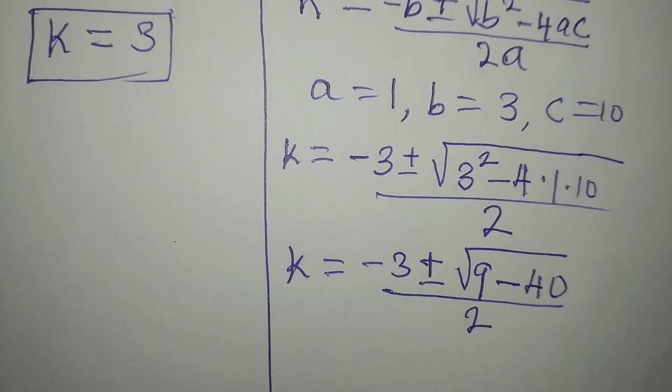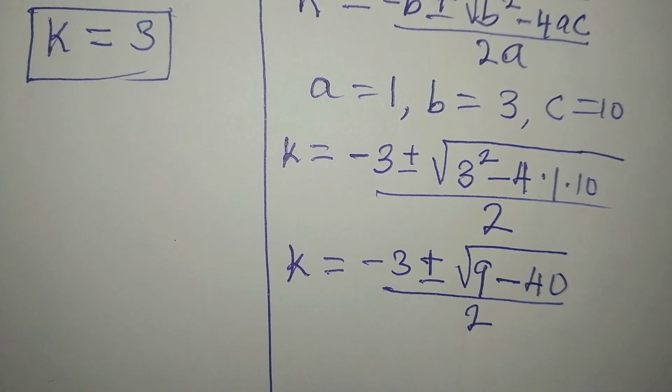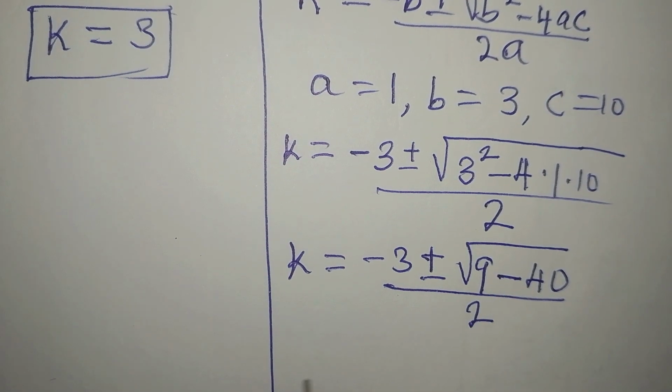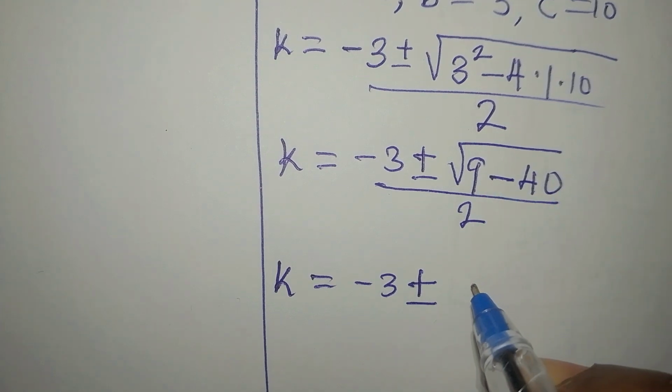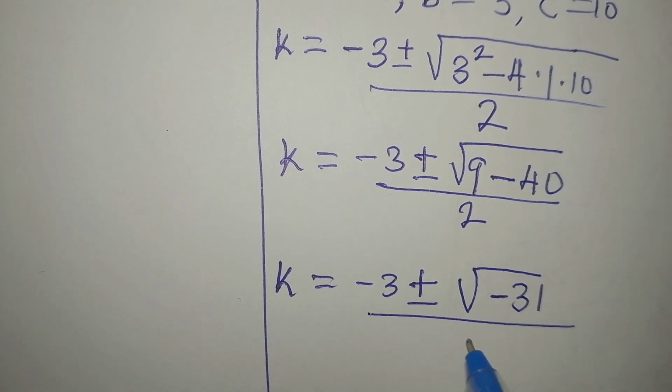Okay, so the next thing we will do is to subtract what we have there. Now sometimes you'll be tempted to find the square root of 9 and then find the square root of 10, but that would be wrong. You have to evaluate what you have under the square root before you take the square root of the number you have. K now will be minus 3 plus or minus square root. Okay, 9 minus 40 is negative 31, so we have square root of negative 31. Then this is over 2.